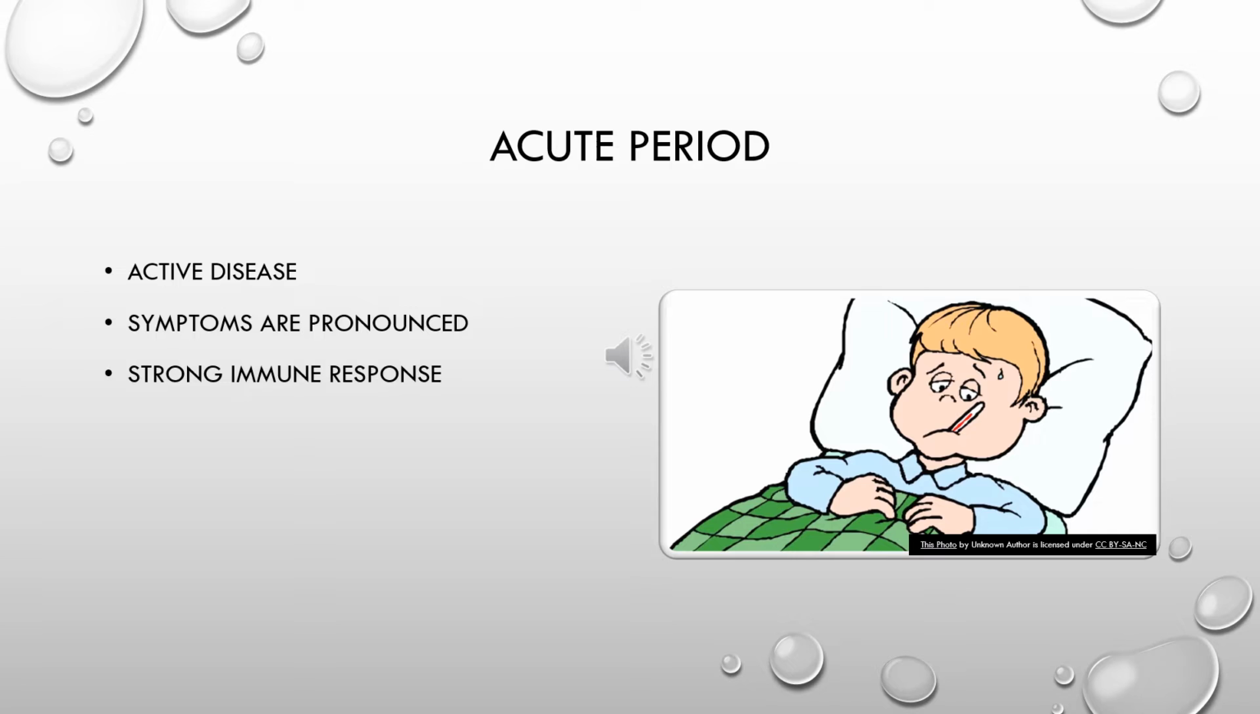So we have the acute period, which is exactly what it says. This is the acute or active phase of the disease. And this is where your symptoms are the most pronounced, and you also have that strong immune response.